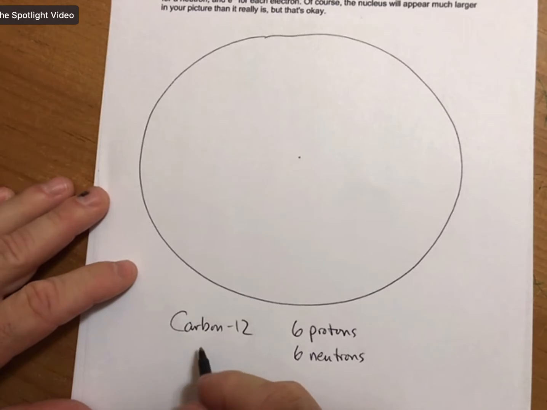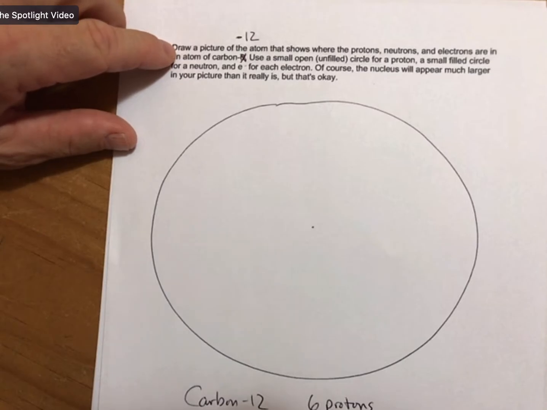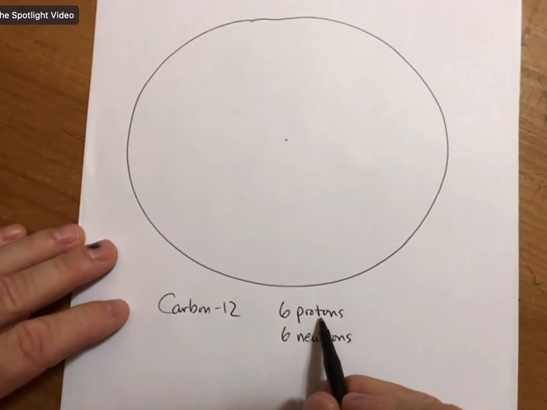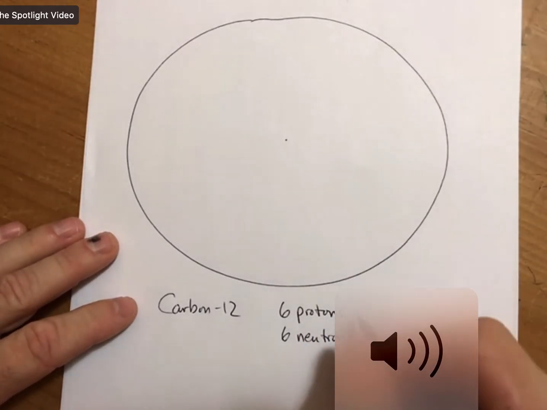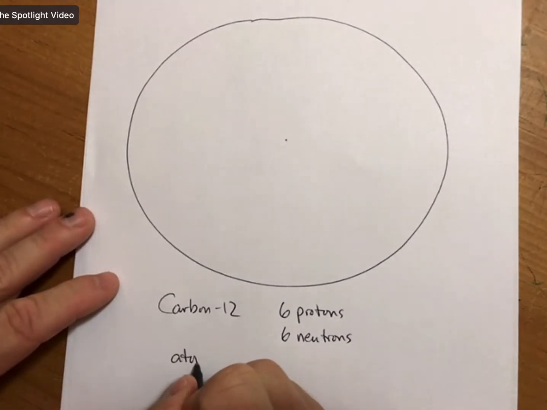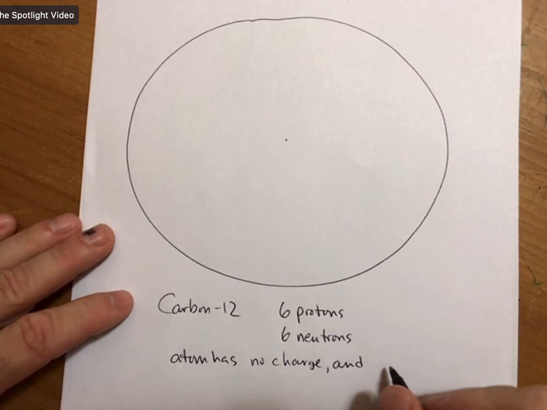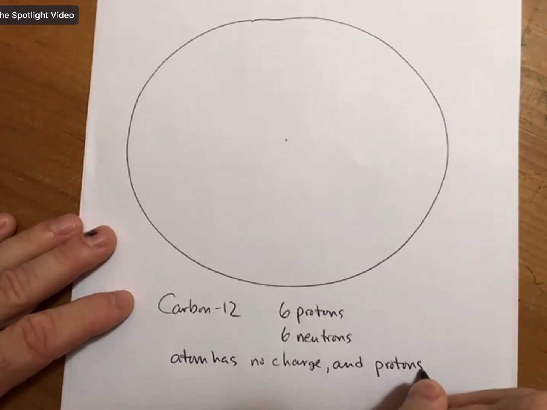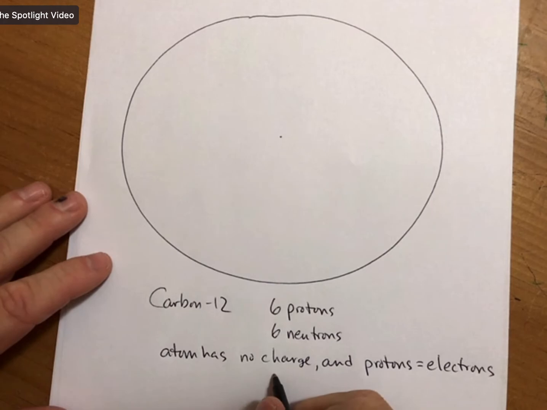And it says up here that it's an atom of carbon 12, and atoms are neutral, meaning that to be neutral, you have to have the same number of protons as electrons. So an atom has no charge, and protons equals electrons. So we also have 6 electrons. And I'm just using the symbol here, E superscript minus, for electrons.